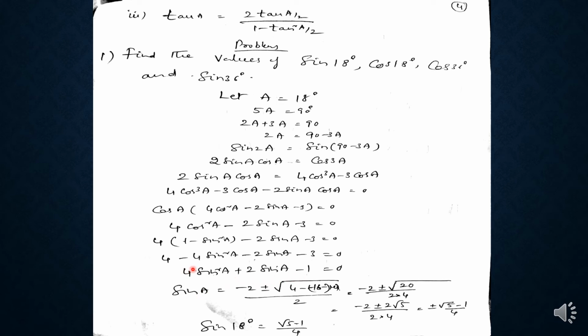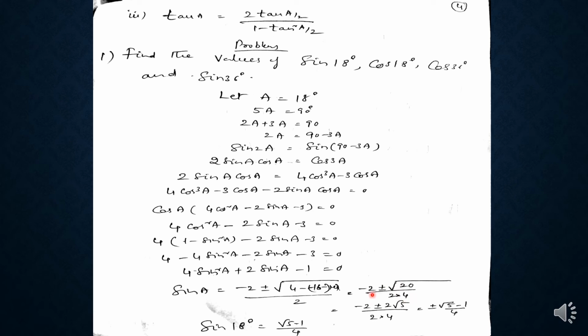This will be obtained by multiplying throughout the equation by minus 1. We get this equation: 4 sin square a plus 2 sin a minus 1 is equal to 0. This is a quadratic equation in sin a, that is sin a is equal to minus 2 plus or minus root of 4 minus of minus 16 by 2 into 4, 8. So that is minus 2 plus or minus root 20 by 2 into 4.